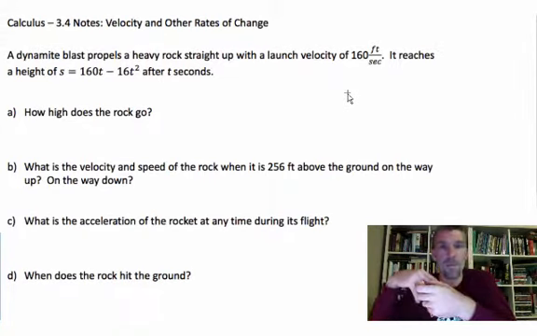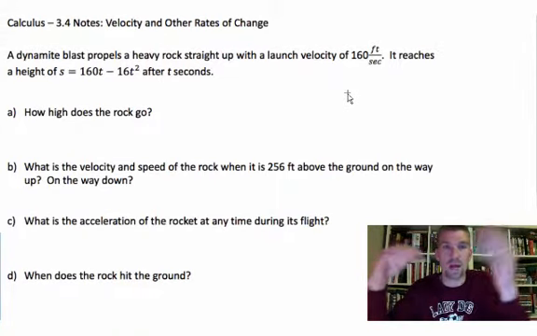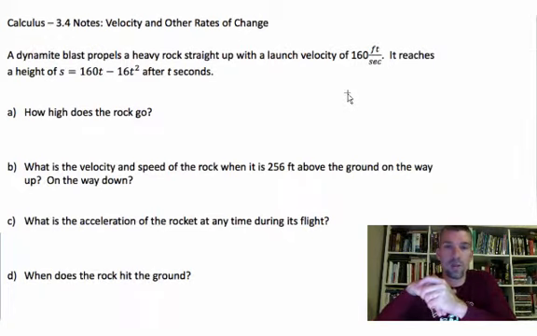So a dynamite blast propels a heavy rock straight up with a launch velocity of 160 feet per second. It reaches a height of s equals 160t minus 16t squared after t seconds.